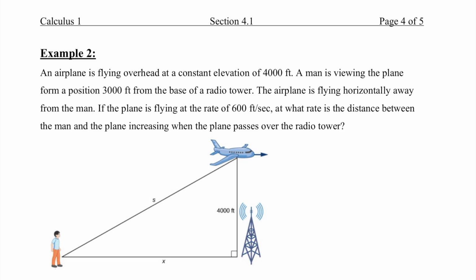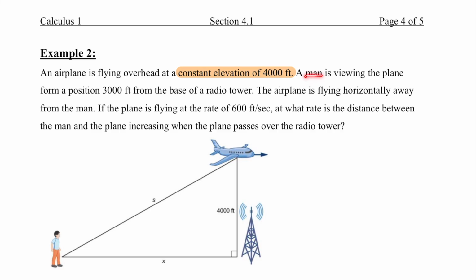Now, let's look at another related rates problem. This one involves a triangle and distance, so we'll carefully set up the geometry. First, let's try to understand the problem. An airplane is flying horizontally at a constant elevation of 4,000 feet. So the distance between the airplane and the ground is 4,000 feet.